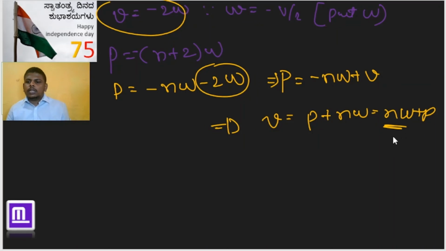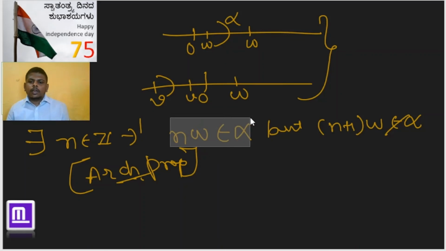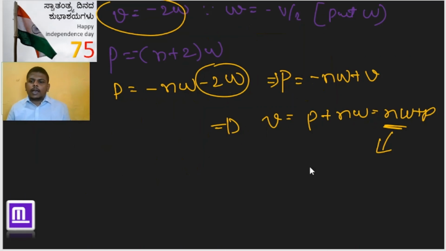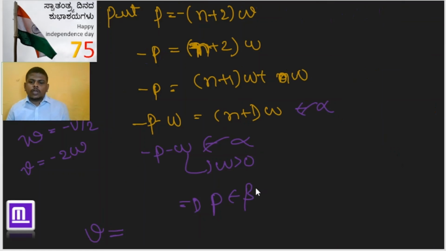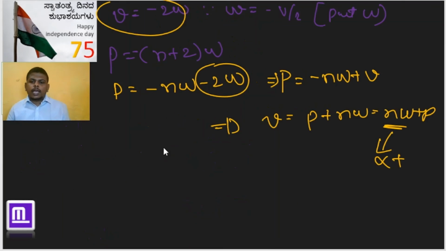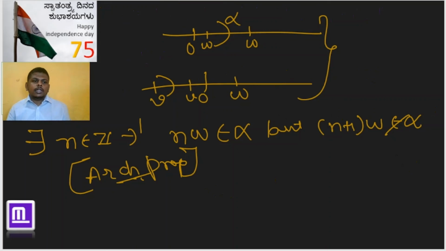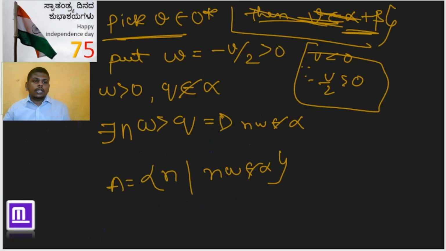Now you see this nw is a number which belongs to the alpha, right? So we have a number which belongs to alpha, and p is a number which belongs to beta. So here we showed that p belongs to beta. So v is a number that belongs to alpha plus beta. But observe here, v is a number which is taken in the 0 star.